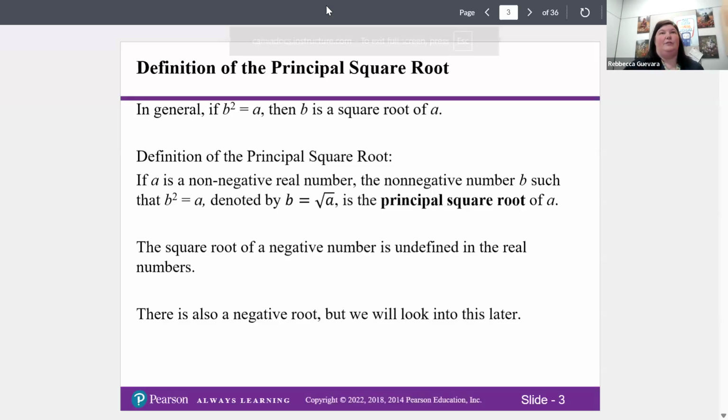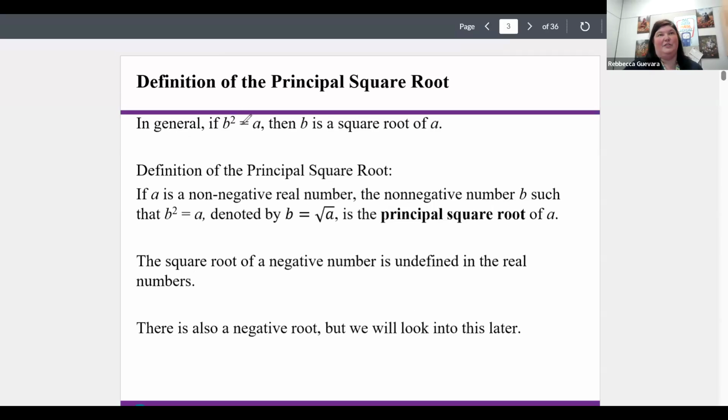In general, if I have something squared, it equals some sort of real number. So b squared is going to be some sort of real number a, where b is what we call the square root of a. As an example, if I took 2 and I square it, I would get 4. So we would say 2 is the square root of 4.